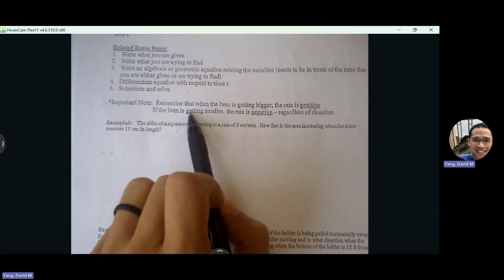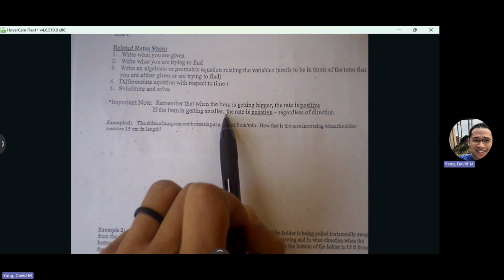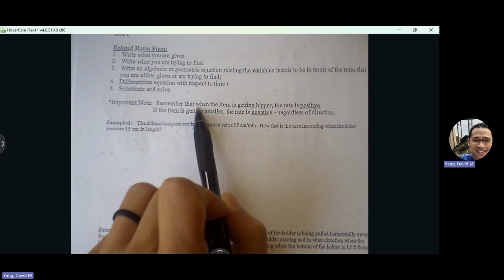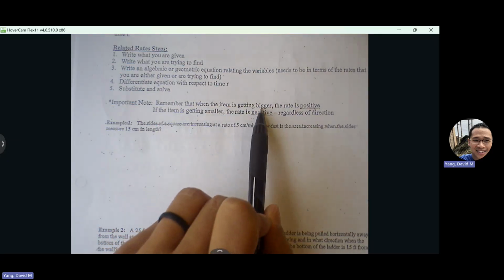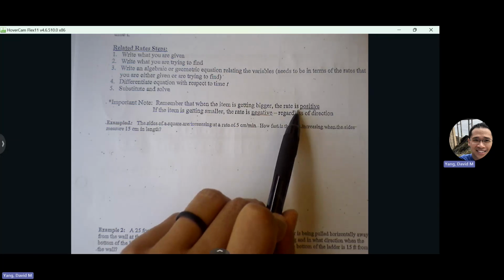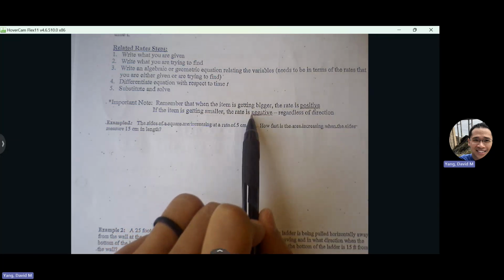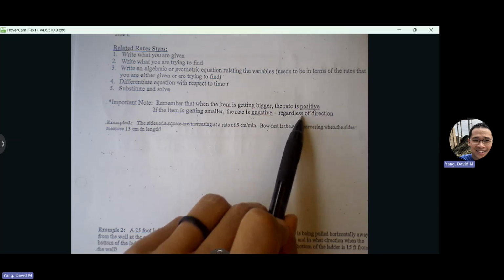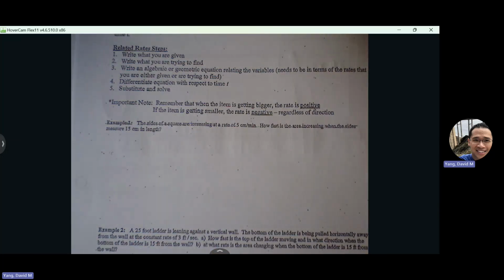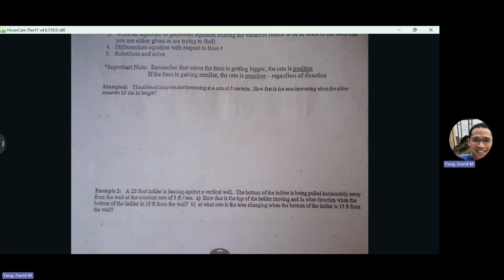This is an important note that I will come back to over and over again: when the value is getting larger, you want that rate to be positive. When that value is getting smaller, you want the rate to be negative, regardless of direction. Sometimes we associate right with positive and left with negative. That may not be the case. We need to visualize what's happening to that value, that length, that dimension. Is it getting larger or smaller over time? Okay, so here's example 1.